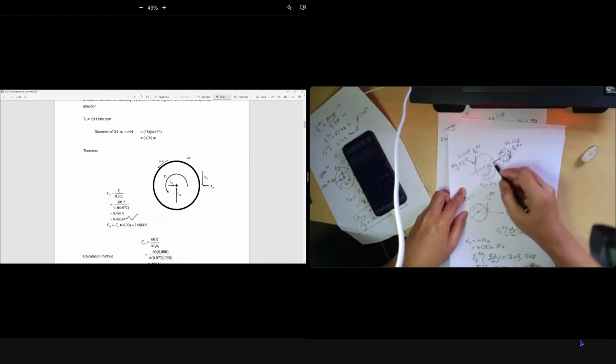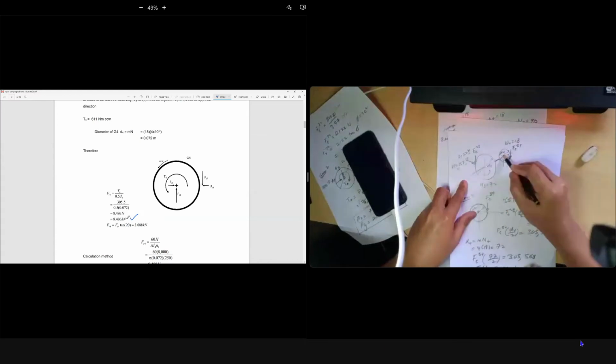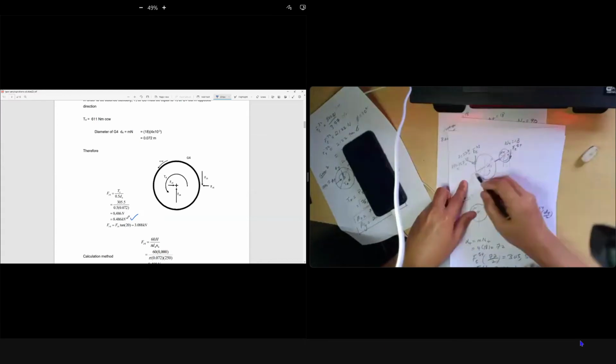Kalau you cannot buat, you can check how to get the F tangent. Summation of torque is 0. You already know this torque 305,568. So F tangent times the radius of this gear must equal to the torque at 305,568. So once we know, then our figure diagram of gear 4 is like this lah.